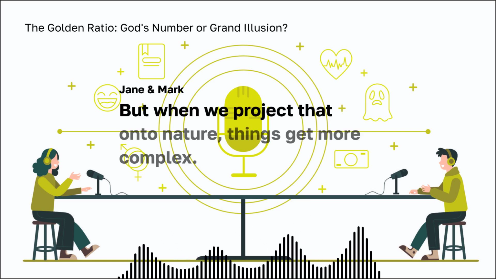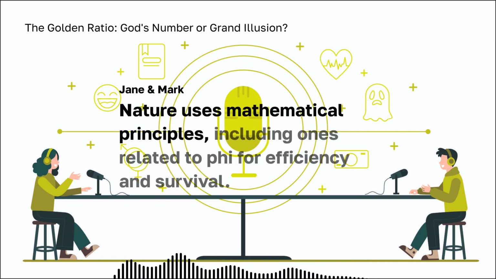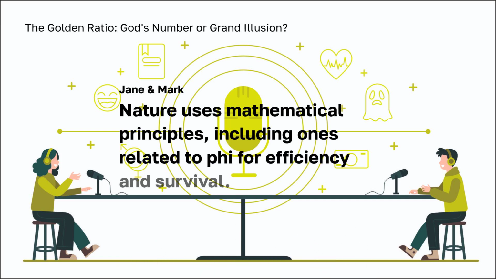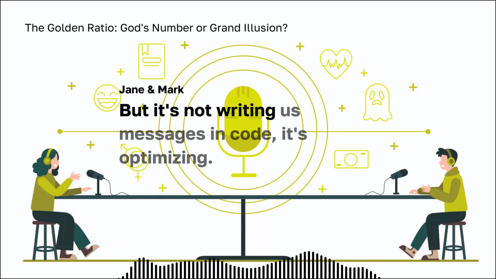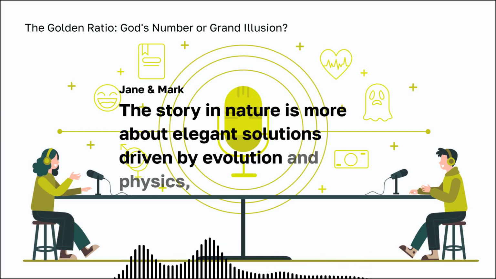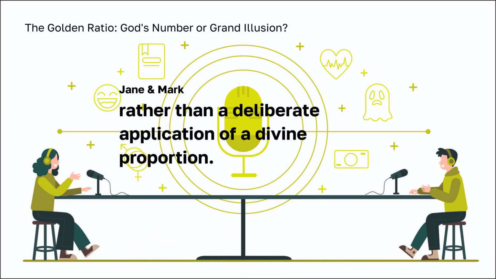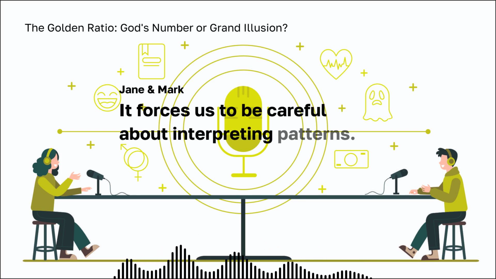But when we project that onto nature, things get more complex. Nature uses mathematical principles, including ones related to phi, for efficiency and survival. But it's not writing us messages in code, it's optimizing. The story in nature is more about elegant solutions driven by evolution and physics, rather than a deliberate application of a divine proportion. It forces us to be careful about interpreting patterns.